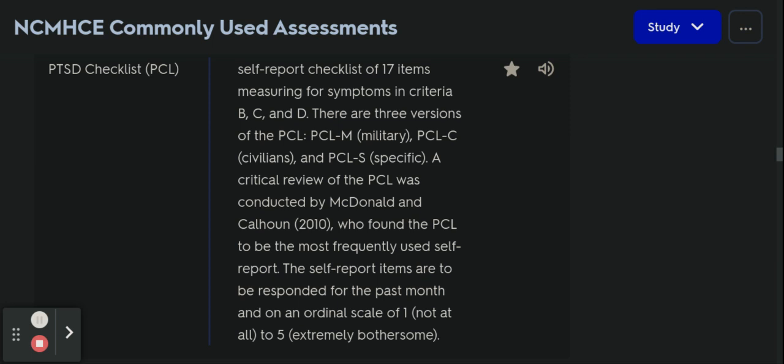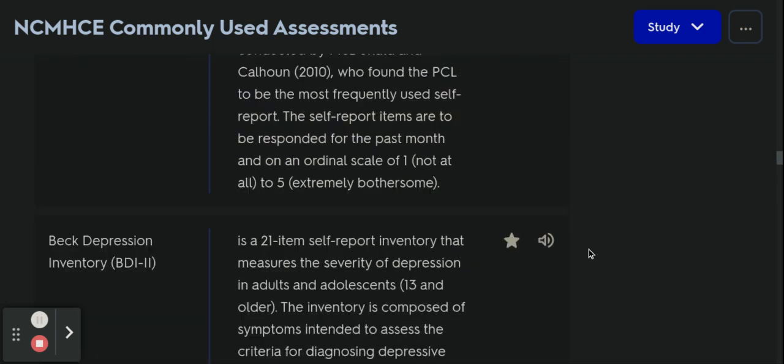Post-Traumatic Stress Disorder Checklist, PCL. A self-report checklist of 17 items measuring symptoms and criteria B, C, and D. There are three versions of the PCL: the PCL-M military, PCL-C civilian, PCL-S specific. A critical review of the PCL was conducted by McDonald and Calhoun, who found the PCL to be the most frequently used self-report. The self-report items are to be responded to for the past month on an ordinal scale of 1, not at all, to 5, extremely bothersome.